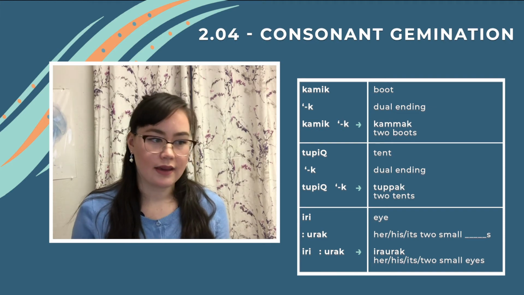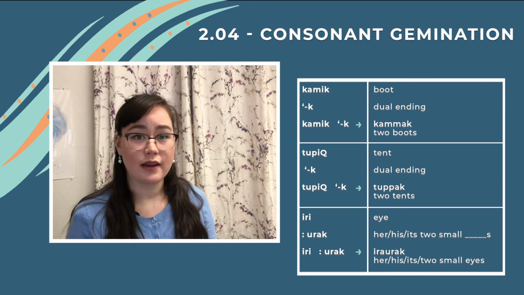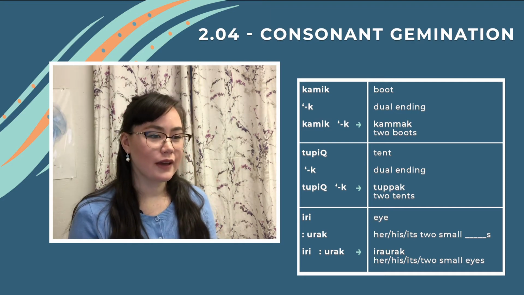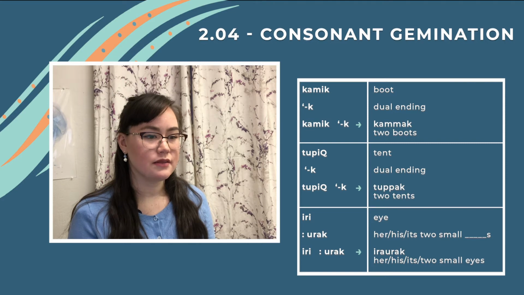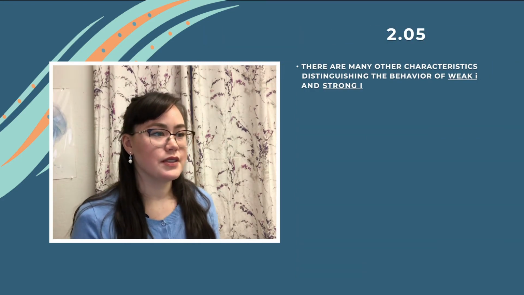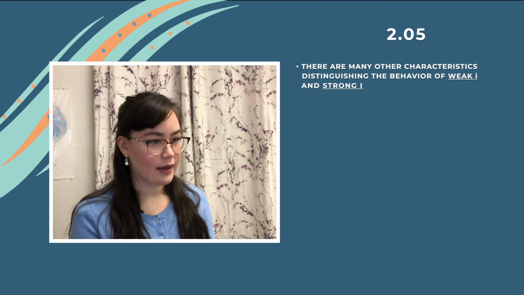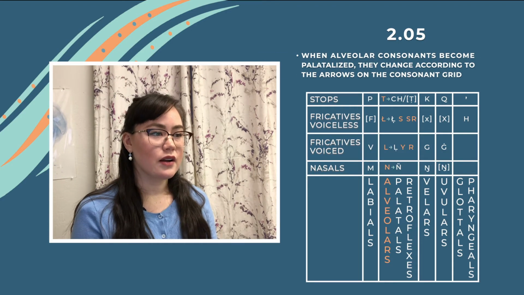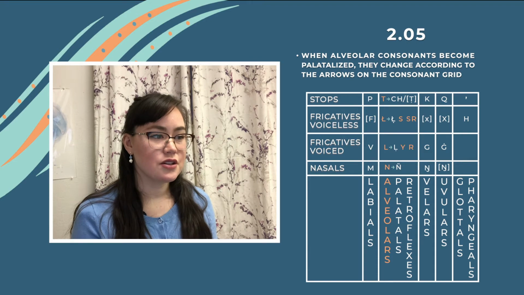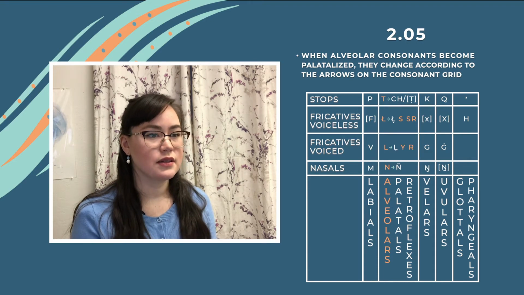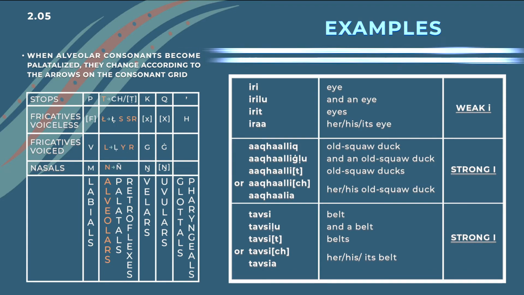Iji, when you want to say his two small eyes, you would apply consonant gemination. There are many other characteristics distinguishing the behavior of weak I and strong I. When alveolar consonants become palatalized, they change according to the arrows on the consonant grid. Looking at the examples, you can tell that the words without the letters to the next power, for example, the L with a dot, the L with a slash and a dot, and the N with a brow, are weak, and those with the letters to the next power have a strong I.